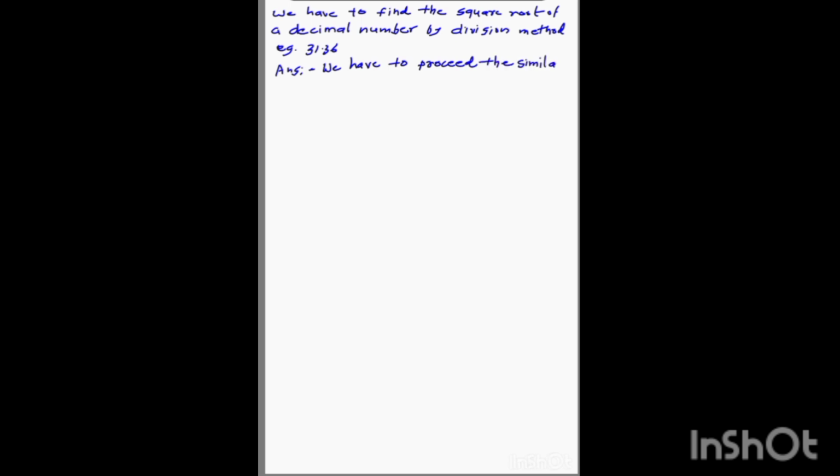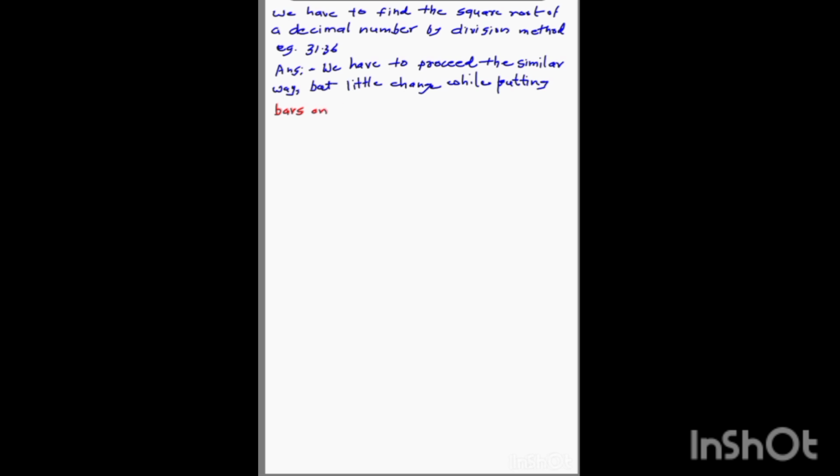Though in this problem it doesn't make any difference, still rules are rules and you are supposed to stick to the rules so that you don't make mistakes when you solve such types of problems. So we read the problem here. We have to find the square root of a decimal number by the division method, and the number is 31.36.